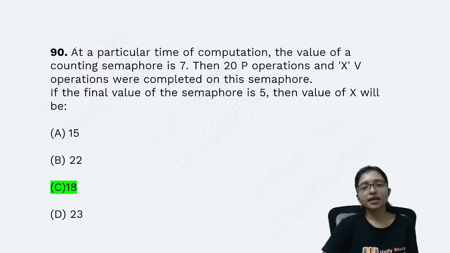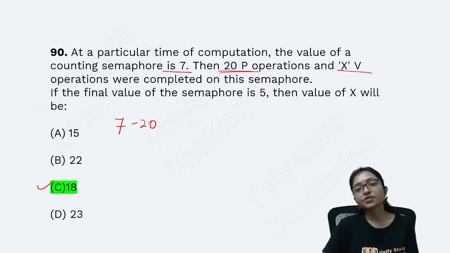Yes, here answers are coming. 18 is the correct answer. How to do that? Here the semaphore initial value is given as 7. 20 P operations, P means wait, wait means minus, so minus 20. X V operations, V means signal, signal means plus, that is x. Now the final value is given as 5, so it is 5.